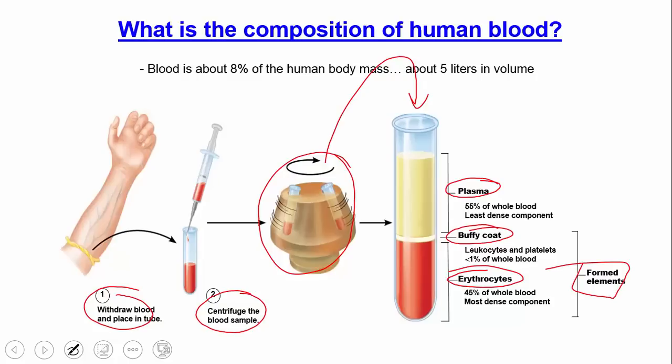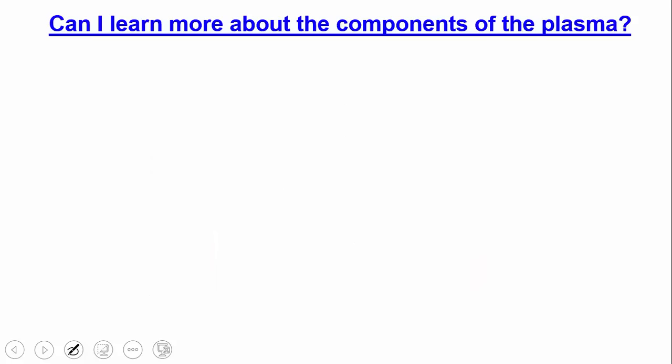If we talk about the human body, about 8% of the mass is blood, and that equates to about 5 liters in volume or so. Also, if we go back to those erythrocytes, the percentage of your whole blood that is composed of erythrocytes is called the hematocrit, or the blood fraction. That's the word we use for that.